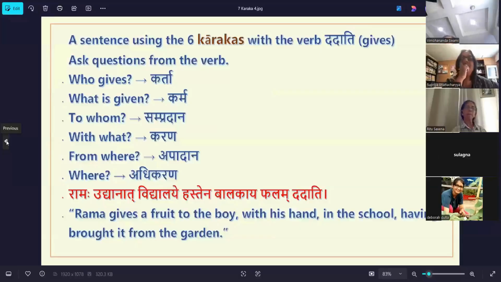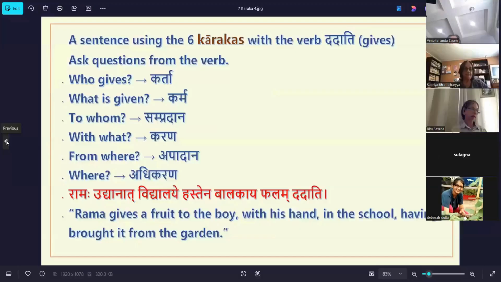So now quickly, take anyone. Now jivati quickly. Jivati, jivatah, jivanti, jivasi, jivathah, jivatha, jivami, jivavah, jivamah.